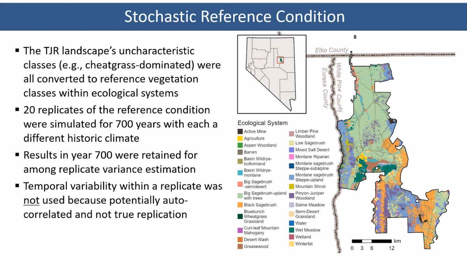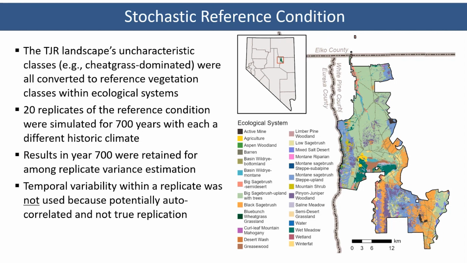The stochastic reference condition is the other part of this. This is a Tumbling JR landscape in central Nevada. We had done the remote sensing for this in 2014, and then we never had an opportunity to use this for management. Barrick Gold finally sold their interest in the ranch there. So what we did, we took the current vegetation class obtained from remote sensing, and we interpreted all the uncharacteristic vegetation classes back to what we thought was the most likely pre-settlement type of vegetation there. The ones that were already in reference condition, we didn't change them, obviously.